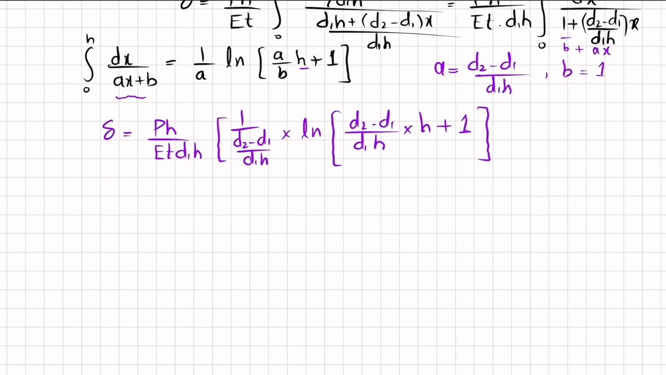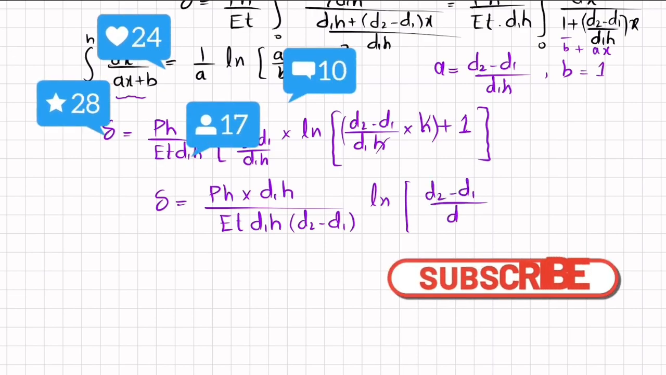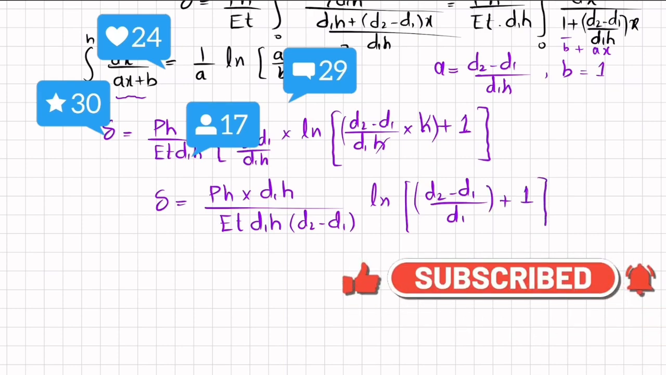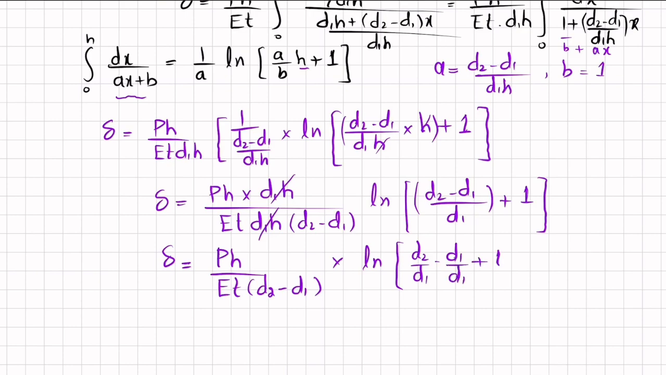Okay. So if you further simplify it, you will get deflection equal to p into h multiplied by d1 into h divided by e t d1 into h into d2 minus d1, into ln of this. This h will cut with this. So we will be left with d2 minus d1 divided by d1 plus 1. Okay. So this d1 h will cut with this. So we will be left with deflection equal to p into h divided by e into t into d2 minus d1, and into ln of this will be equal to d2 over d1 minus d1 over d1 plus 1.